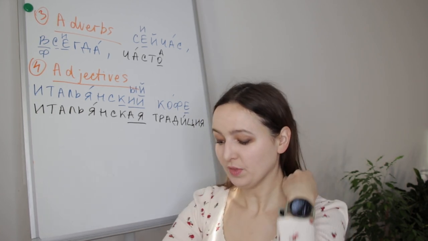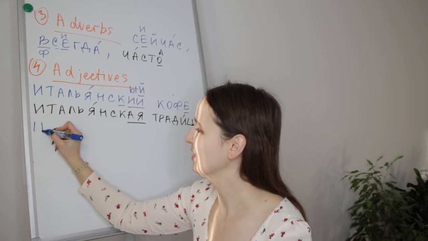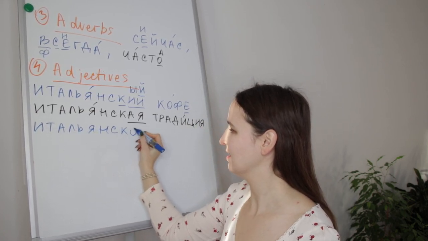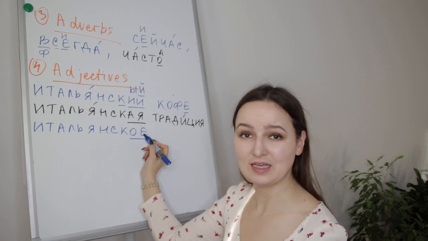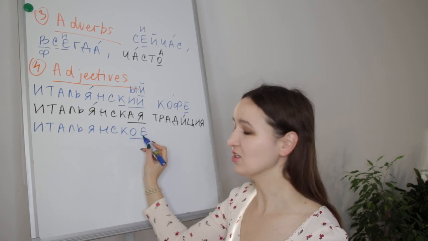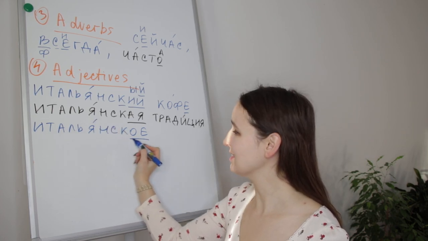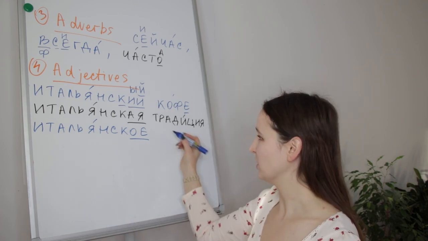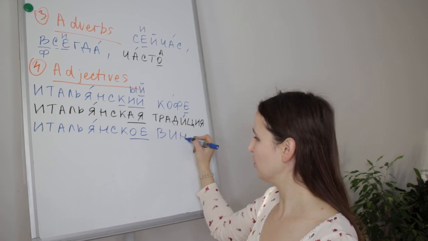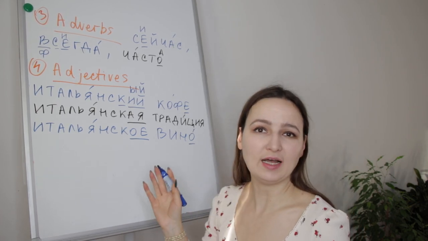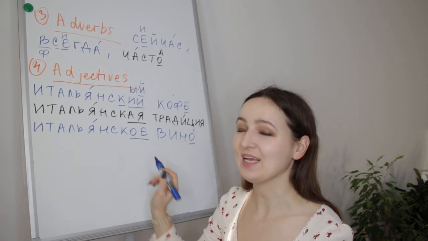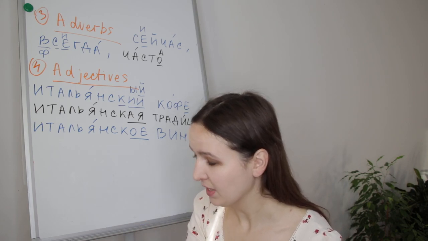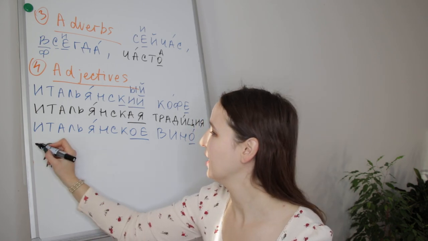So, итальянское. For neuter nouns, the ending of the adjective would be ое. And it will be followed by a noun in neuter. For example, вино. Вино ends in о, so that means that this noun is neuter. Итальянское вино.